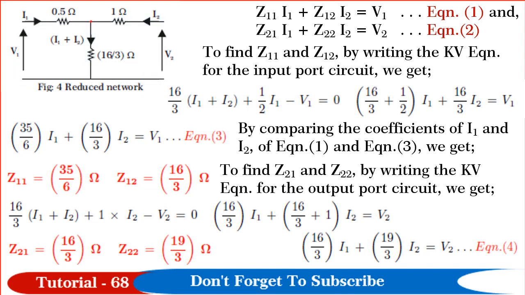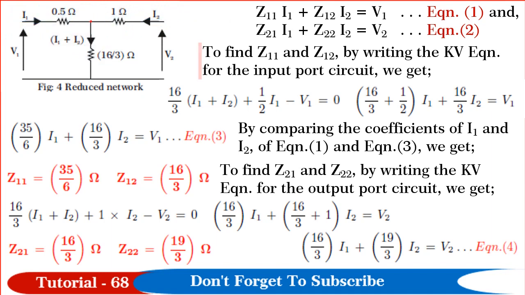We also know that the two equations which describe the behavior of the two-port network in terms of Z parameters are Z11 I1 plus Z12 I2 is equal to V1 and Z21 I1 plus Z22 I2 is equal to V2. Observe the network. Current through 16 divided by 3 ohm is I1 plus I2.